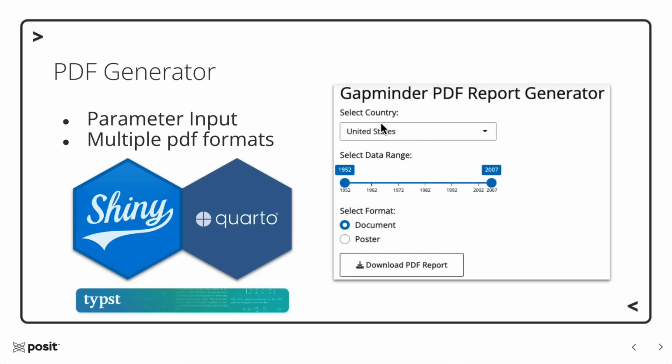So we have a drop-down for the various country. We have our date range, which we're used to. But I've also added in some extra flair with the help of the Typst integration, which gives users the ability to download either a document PDF or they can actually download a poster PDF. So simple as clicking a button and then selecting download PDF report, a user can then download whatever document they desire. So we're going to go ahead and show you this Shiny application, and then we'll wrap things up by publishing it to Posit Connect and showing you how you can then share the Shiny application with your coworkers or whoever you would like.